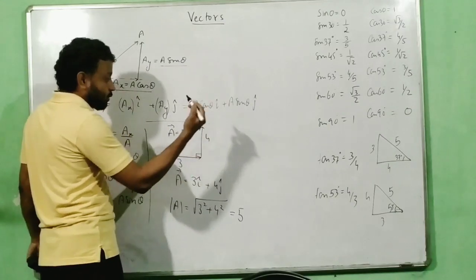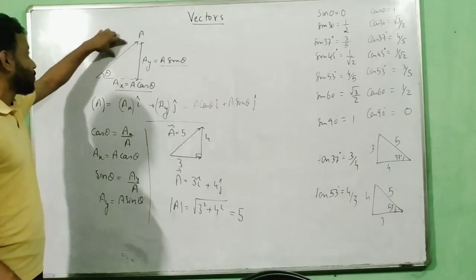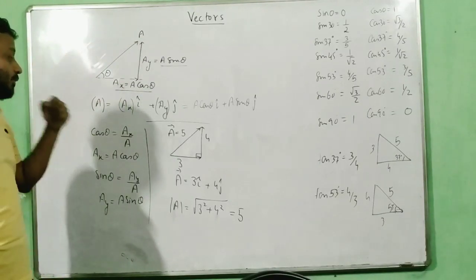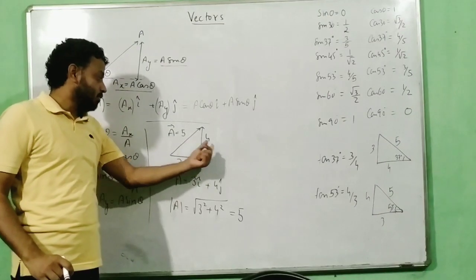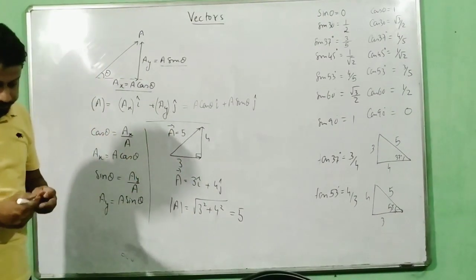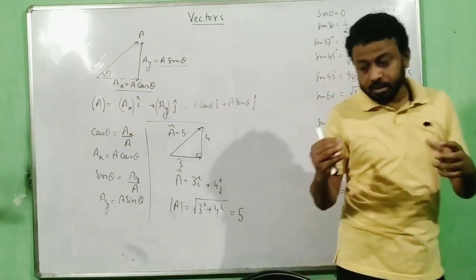So I have discussed two types here. What if the resultant, or your hypotenuse component, is given to you and you need to know the x component and y component? Or what if you know the x component and y component and you need to find the value of A? Okay. With this fundamentals, now let's move ahead.